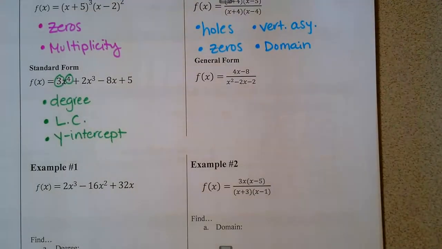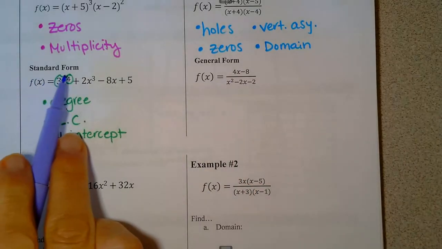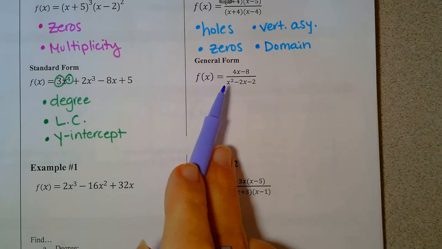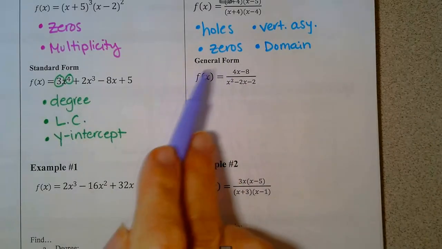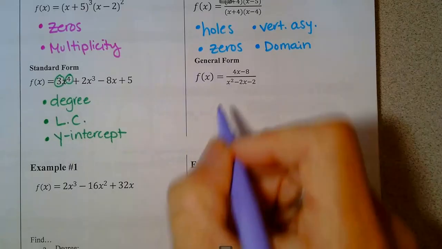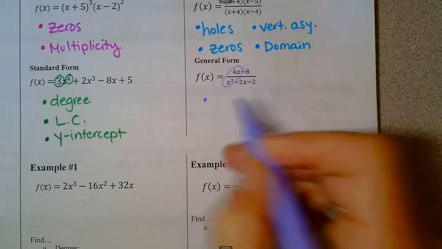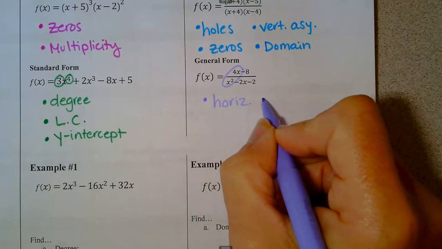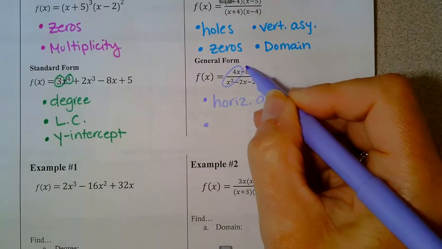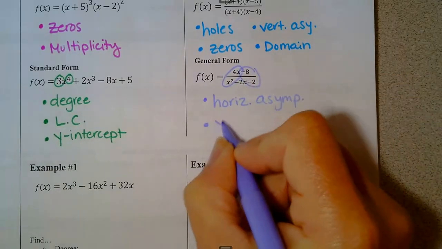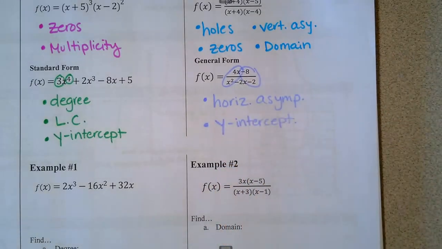And then what about if it's in general form? So this was standard, and this is pretty much standard form, but it's just on the top and the bottom. So it's standard form, but they call it general form because you're dividing. So what are my pros from this? Horizontal asymptote. Yes. And what's this one? Perfect, y-intercept. Nice.